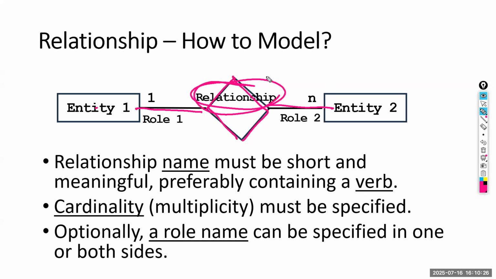Okay. So this is how you represent your cardinality or the multiplicity: one to one, one to many, many to many, and so on. That we will discuss later. So then this is optional.